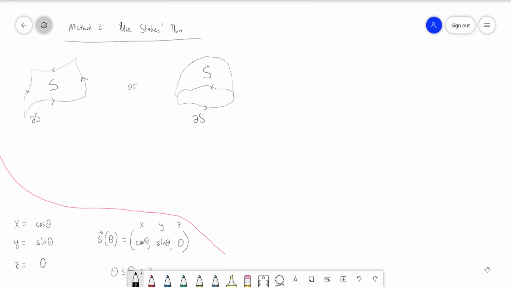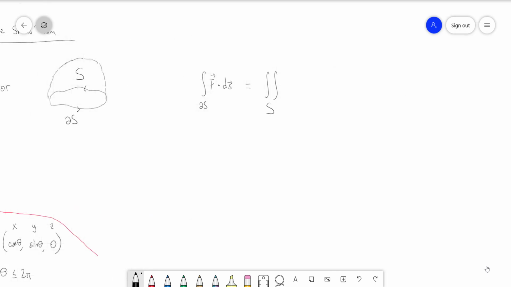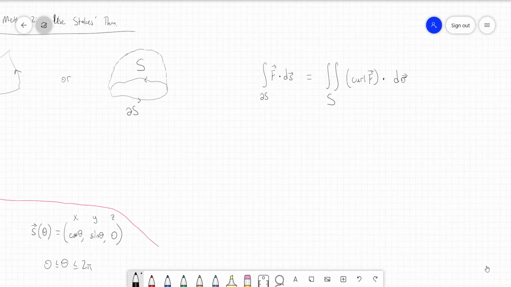And so Stokes' theorem says that the line integral of a vector field along the boundary curve is equal to the flux integral over the entire surface S of the curl of F, and then I guess dot d sigma was the notation that you guys use for a flux integral. Okay.